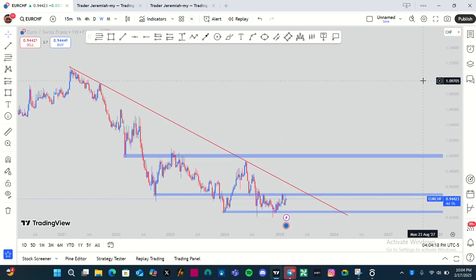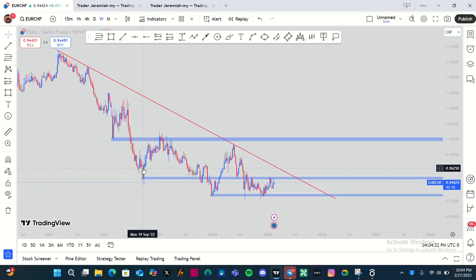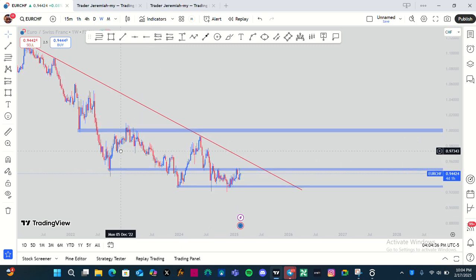And the reason why I draw this level is because of the touch here. When price got here, it bounced off, and also here too, price got here, moved away significantly. So that's the reason why I draw this key level here. And also here too, when price got here, it moved away significantly. And also when you are drawing it, it has to be a level that was obvious.